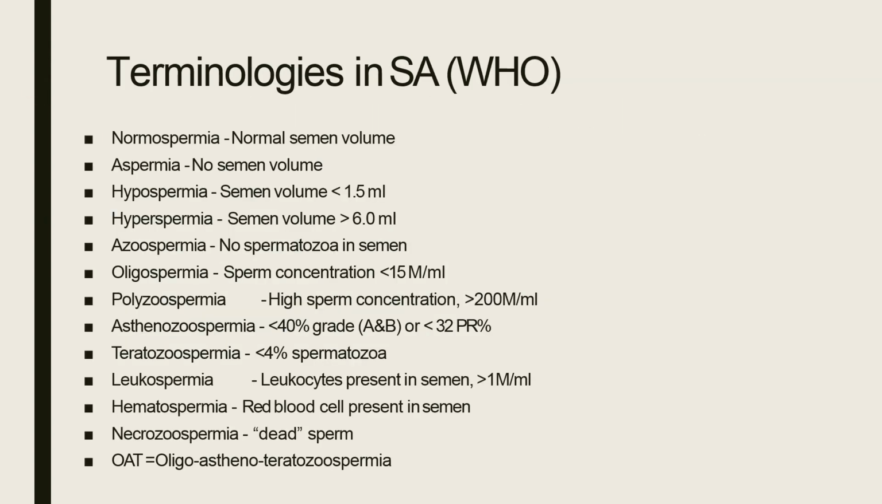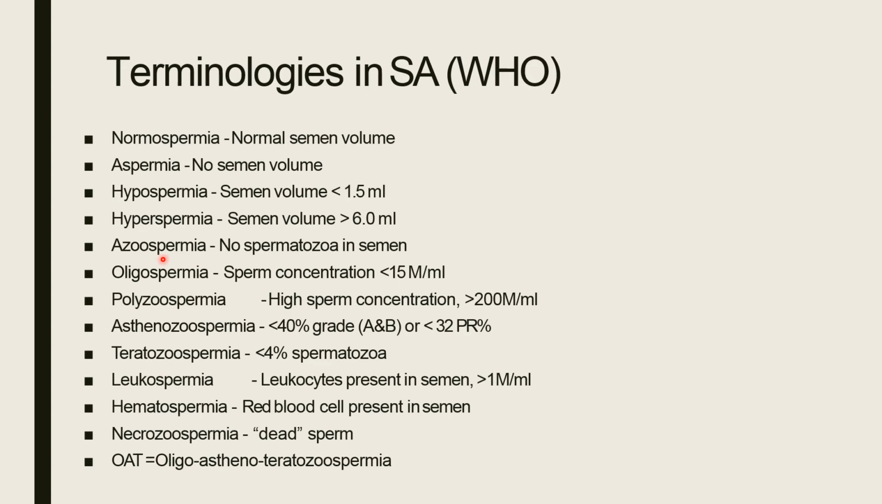So we have different terminologies that are used for defining the conditions or status of semen. They are normospermia, if the volume of the semen is normal, equal to or greater than 1.5 ml. And aspermia means there is no semen volume, the person has not ejaculated anything. And then hypospermia means semen volume is less than 1.5 ml. Hyperspermia is if semen volume is greater than 6 ml.